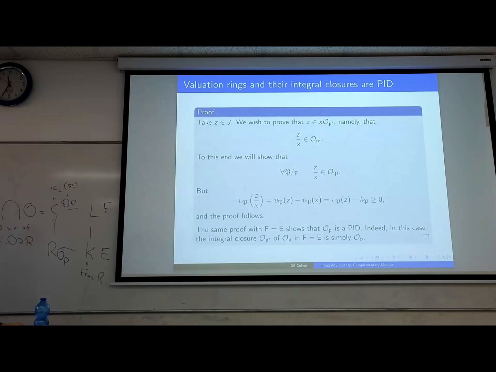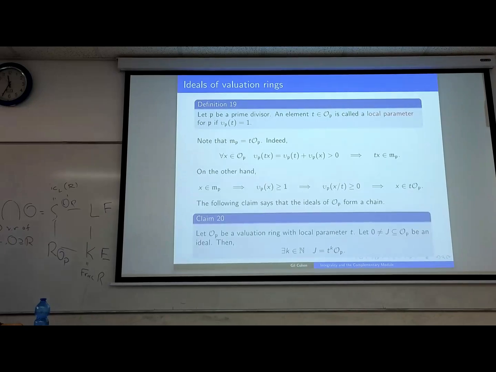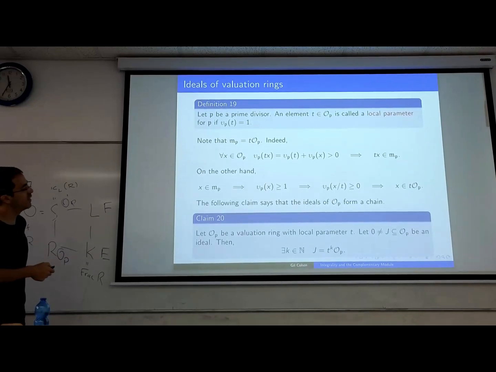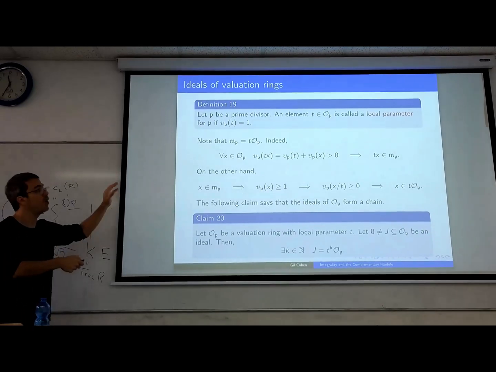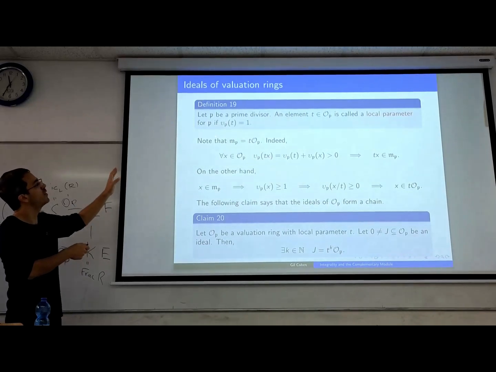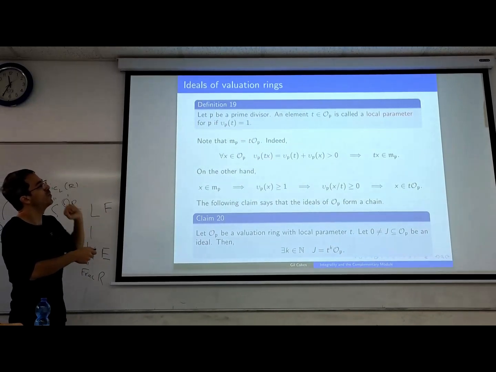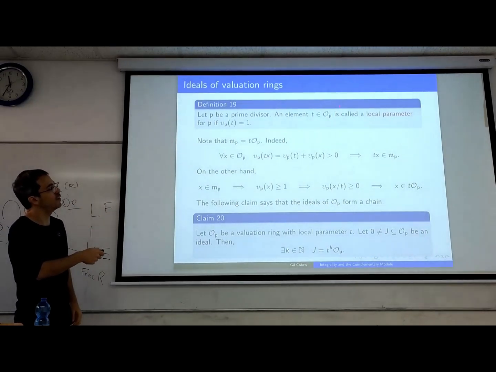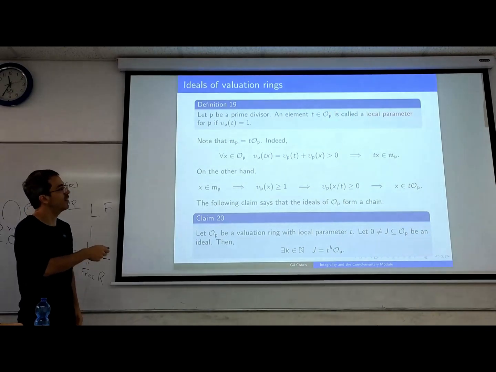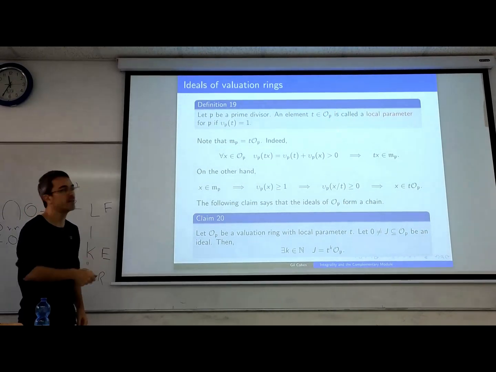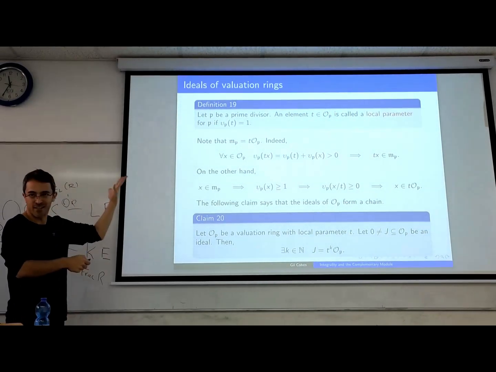It's kind of boring and long. But because it's a PID, so here are some facts out there. So first of all, even without O_p prime, even O_p is something that you know already, if you saw the videos. So if you have a prime divisor, an element in the valuation ring which has valuation one is called a local parameter. This is kind of the generator.